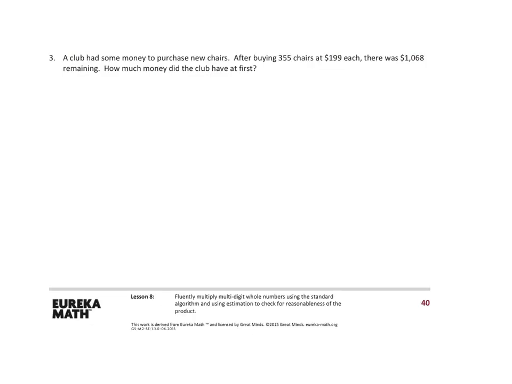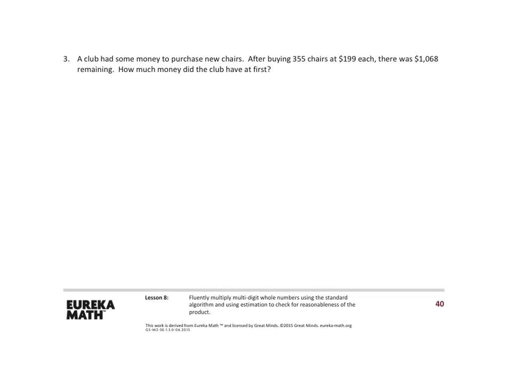All right, let's do number 3 word problem. A club has some money, so let's box in the words some money, to purchase new chairs. The reason why I'm having you box some money or circle some money is because it's giving you a clue that you really don't know how much money they had to buy new chairs. So put a little question mark above that.